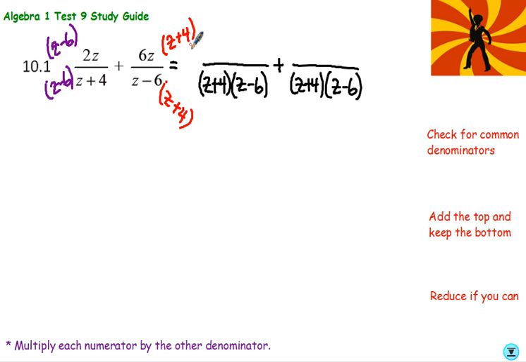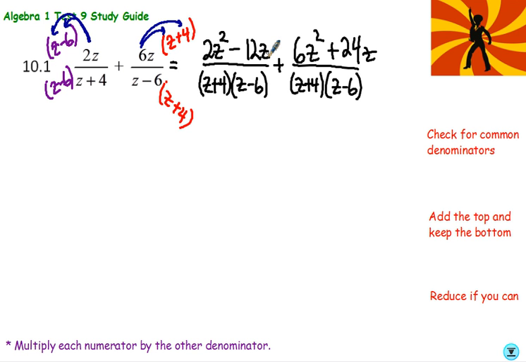So really what we're going to be doing here is just distributing. I'm going to distribute 6z times z, which would be 6z squared, plus 24z. And then on the first fraction that I have over here, I'm multiplying 2z times negative 6 and then 2z times z. So that would be 2z squared minus 12z.